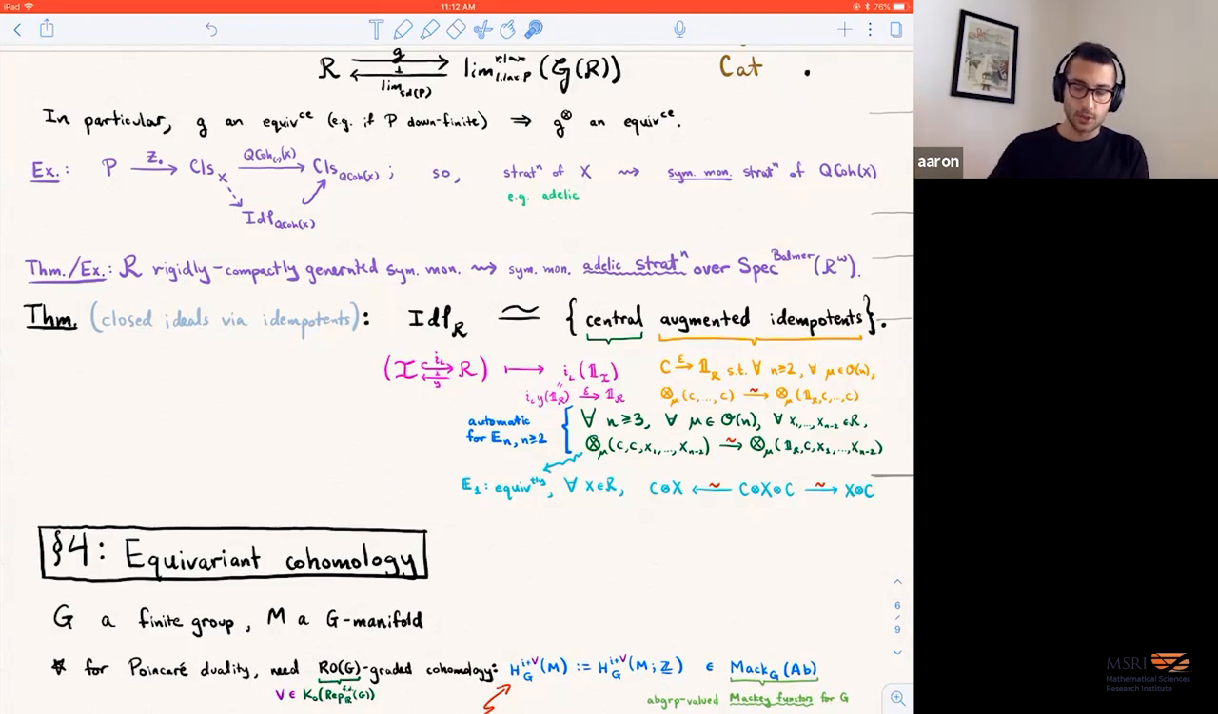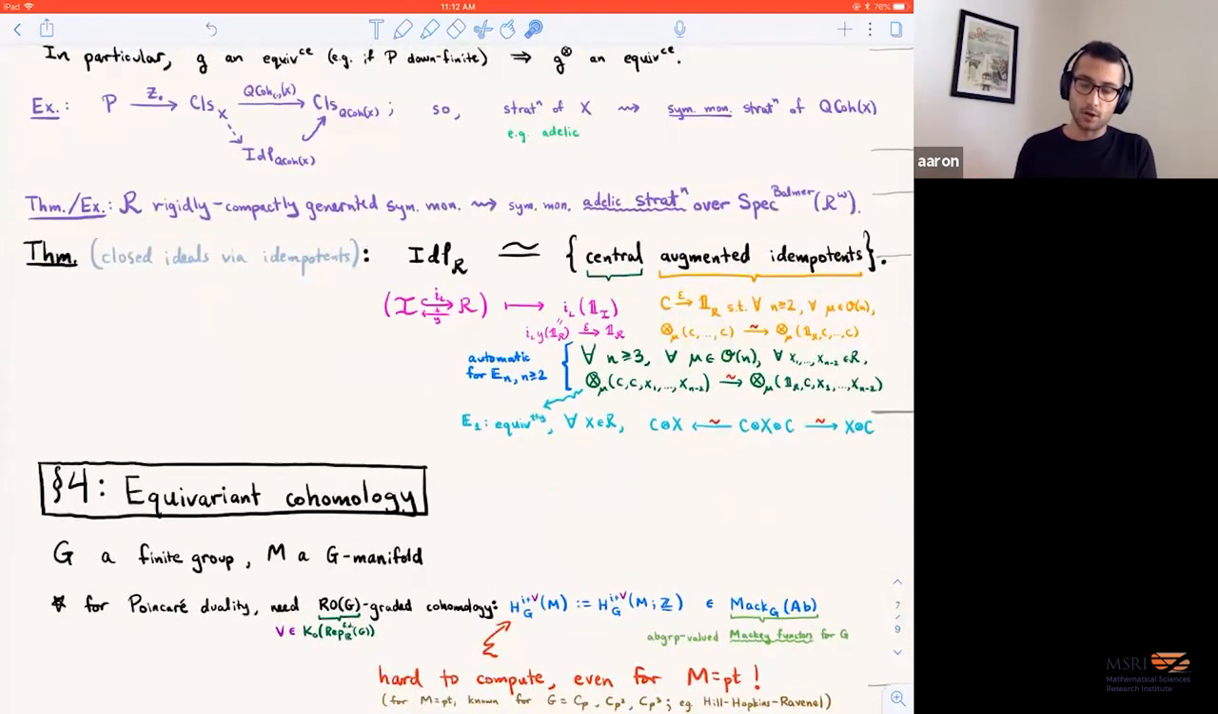So the point is that we need cohomology to be graded, to be RO(G) graded. Here RO(G) stands for just the representation ring, finite dimensional G representations over the real numbers. And given such a virtual representation, for instance, just a representation, you get a cohomology that is graded by an integer i and also by that representation. So here implicitly by cohomology, I'm meaning cohomology with values in the constant Mackey functor.